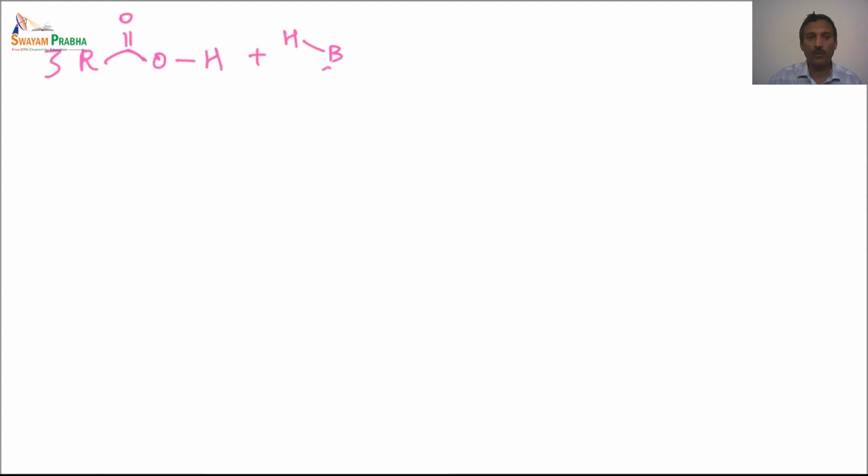Let us look at how borane can reduce carboxylic acid. So this is the carboxylic acid and this is the borane. Borane can reduce the carboxylic acid, whereas sodium borohydride cannot reduce the carboxylic acid. Now let us look at how the reaction actually proceeds.